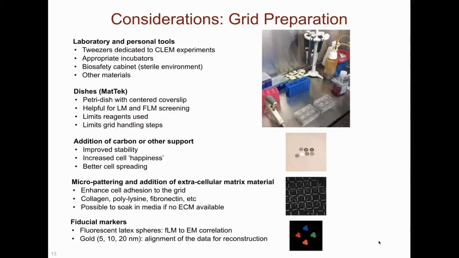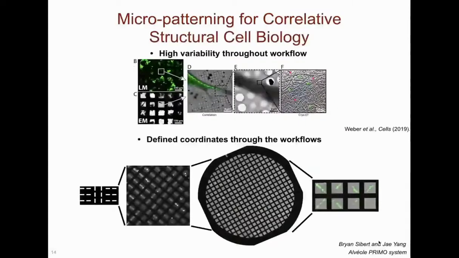We may also add an extracellular matrix protein across the grid to enhance cell adhesion and spreading. At this step, we may define regions of the grid where the extracellular matrix material is applied to encourage ordered cell adhesion and spreading. Finally, we add both fluorescent and electron-dense markers to the sample to support correlation and image alignment during the reconstruction process.